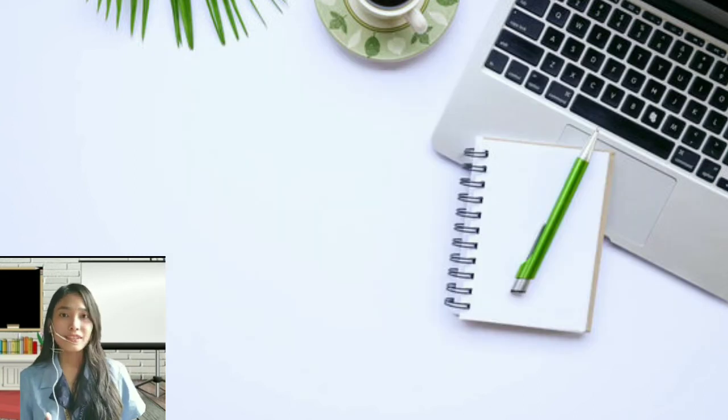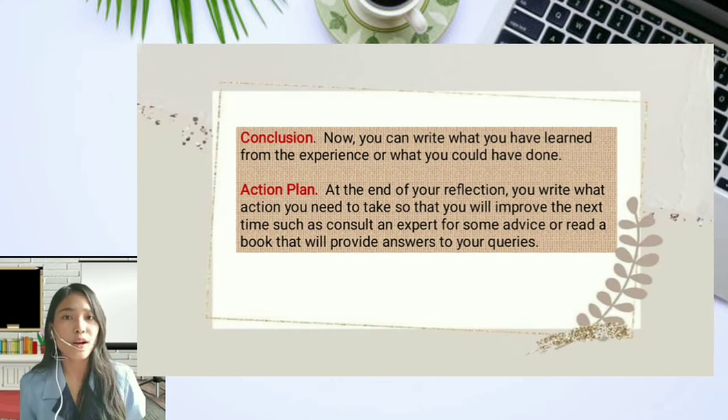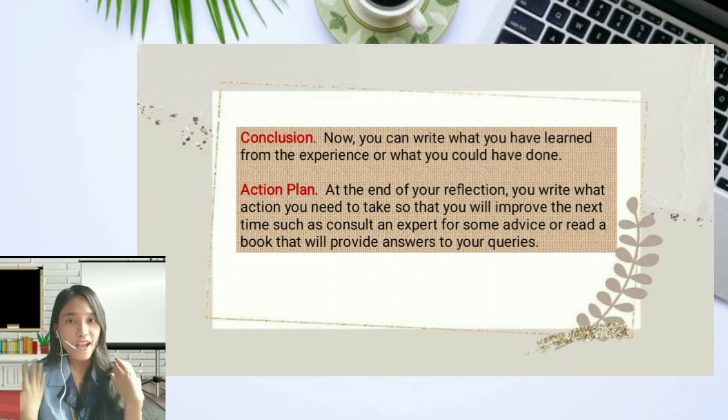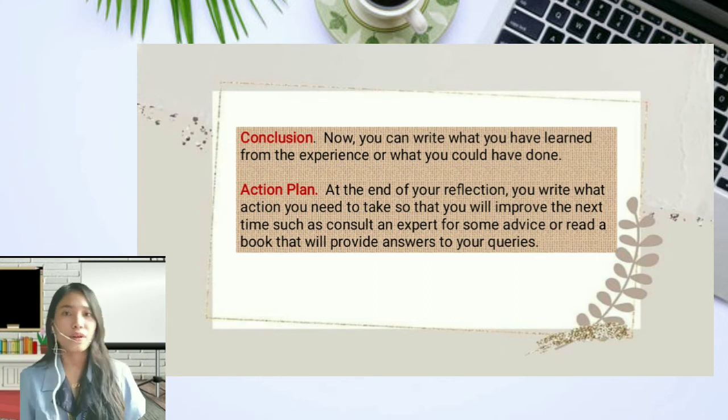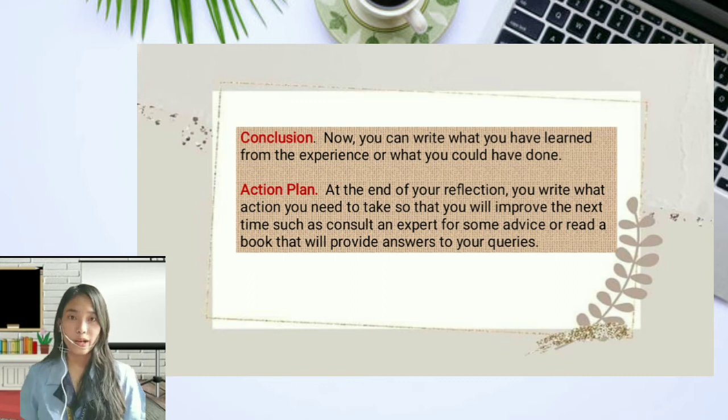Next, our second to the last is conclusion. Now you can write what you have learned from the experience or what you would have done differently. Last is the action plan. At the end of your reflection, you write what action plan you need to take so that you will improve the next time, such as consulting an expert for some advice or reading a book that will provide answers to your queries.